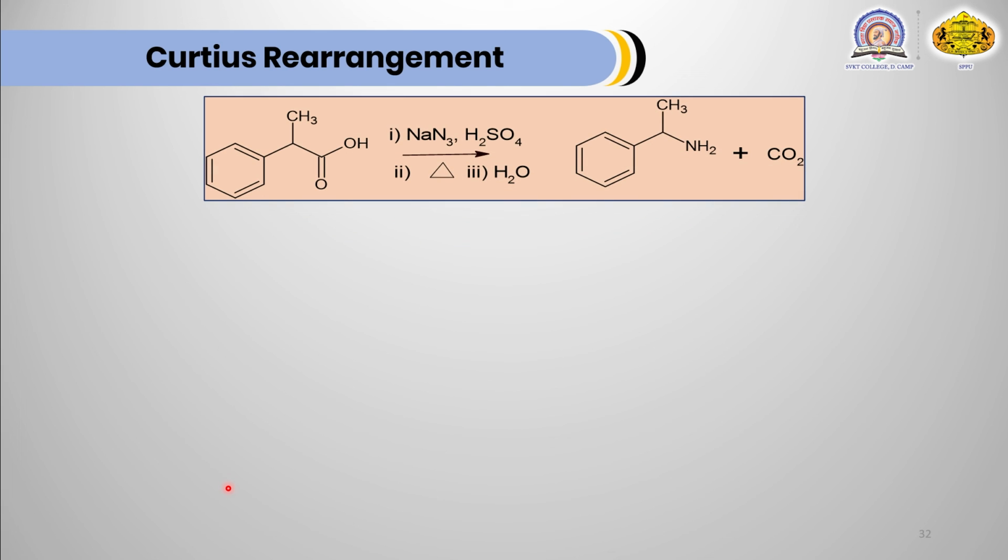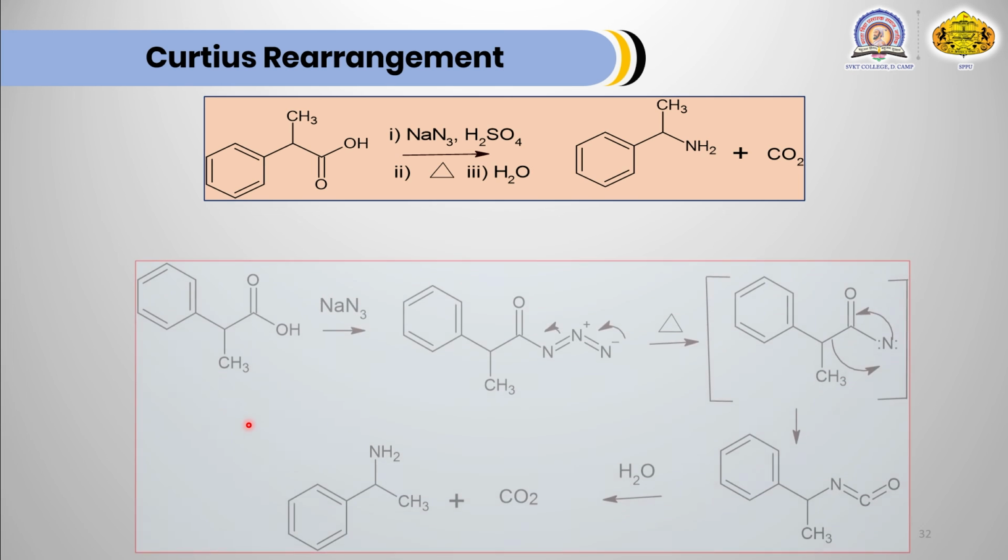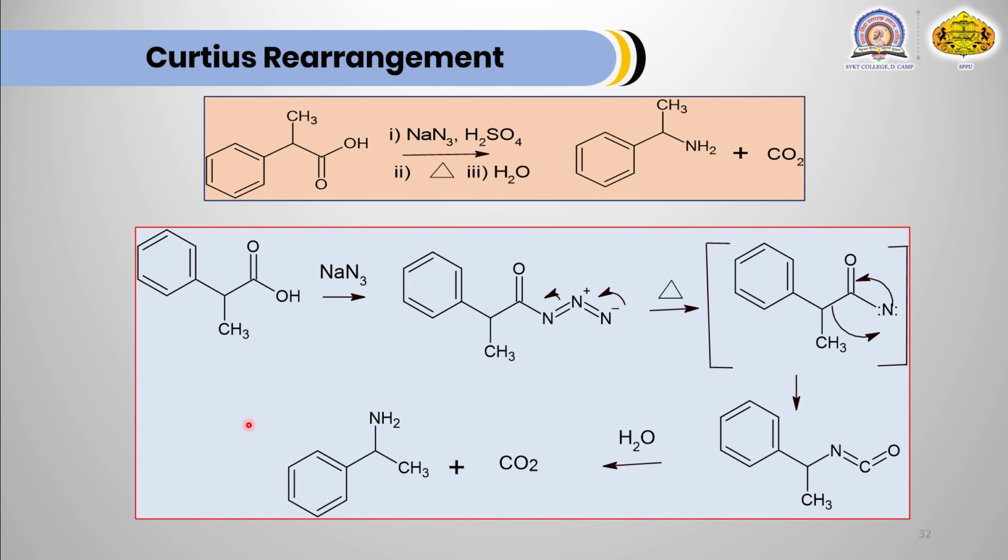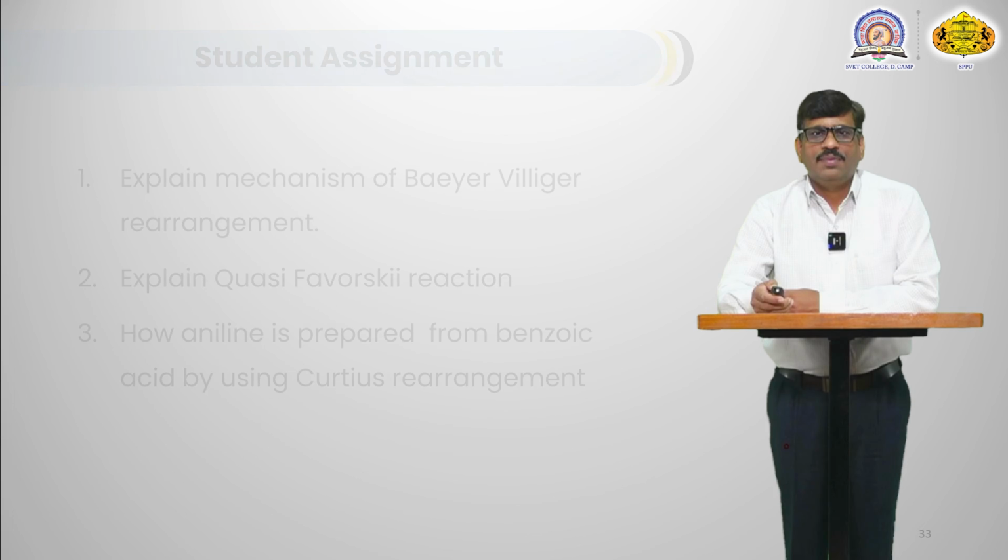This is the example in which acid is converted to amine by using Curtius rearrangement. The acid is given, reagents are given, and the product is also given, and we have to give the mechanism for this reaction. First of all, the acid is converted to azide, and after formation of azide, the migration of the group takes place, and there is formation of isocyanate. Isocyanate on treatment with water forms amine.